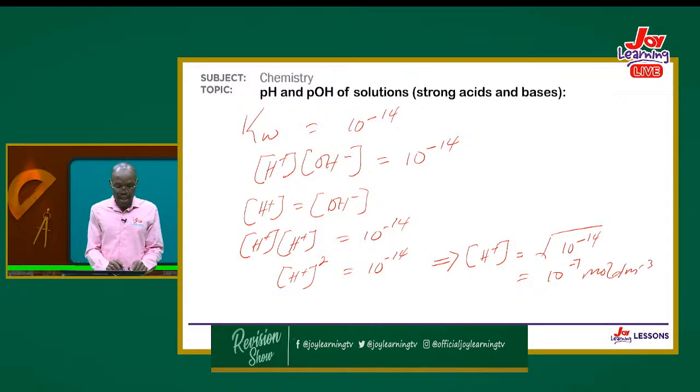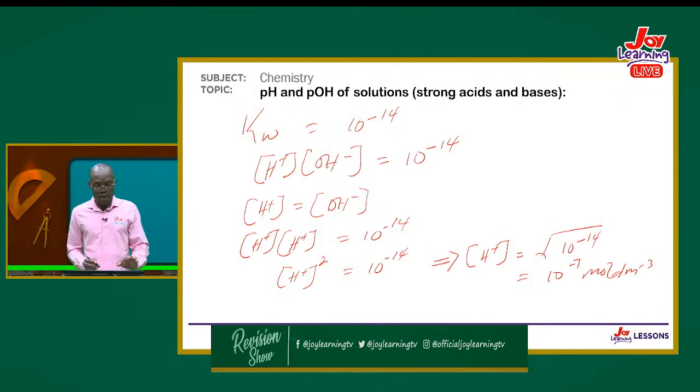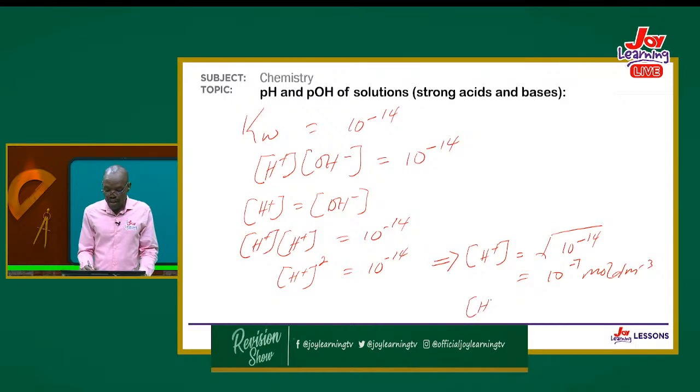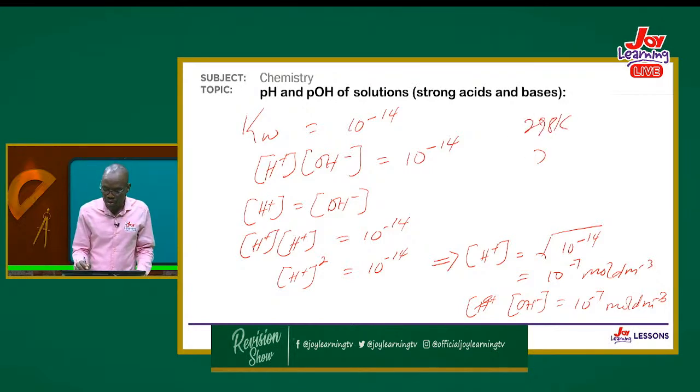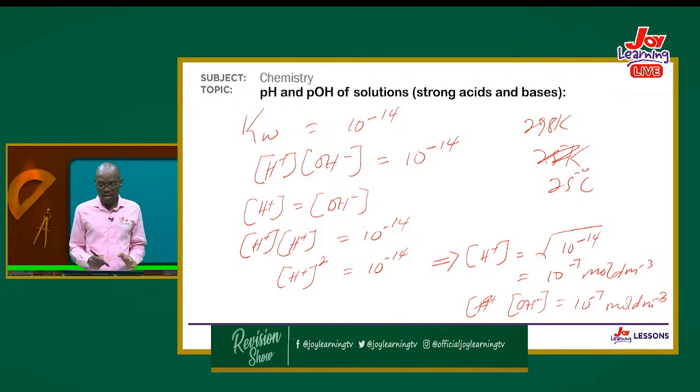mole per dm cubed. Since we said that the concentration of hydrogen ions equals the concentration of OH minus ions, I can also say that the concentration of OH minus ions equals 10 power negative 7 mole per dm cubed. That's in a neutral system. And don't forget that it is an equilibrium system, therefore it will be affected by temperature. So this concentration of H plus ions being 10 power negative 7 mole per dm cubed is at 298 Kelvin or 25 degrees Celsius. It means that if the temperature changes, these values can also change. Take note.